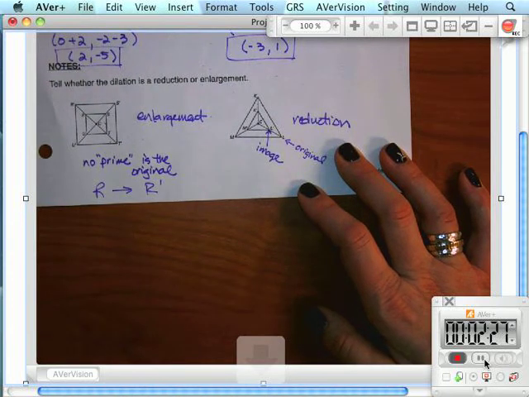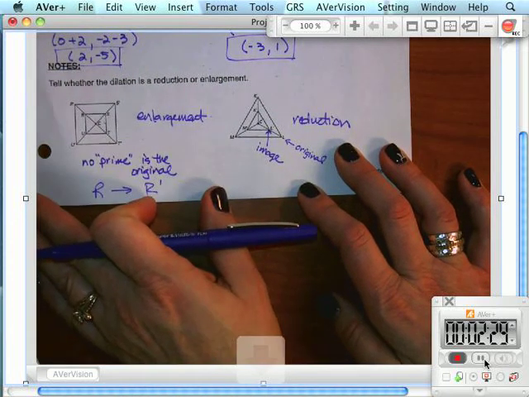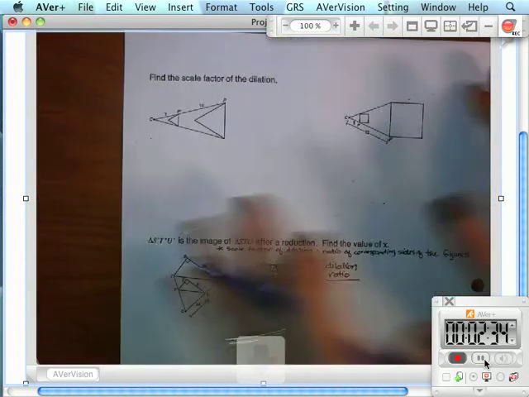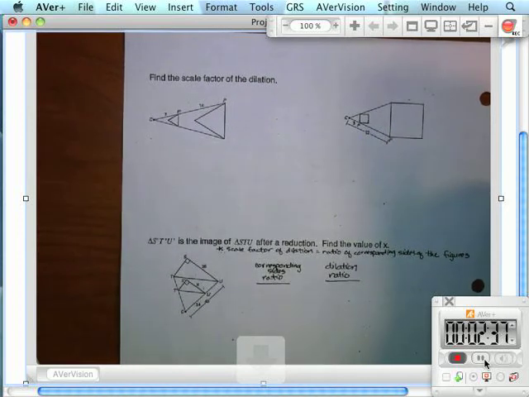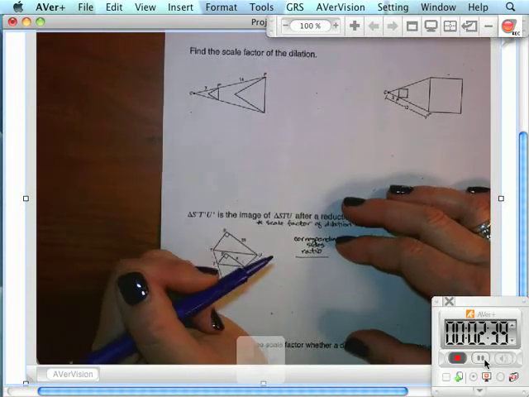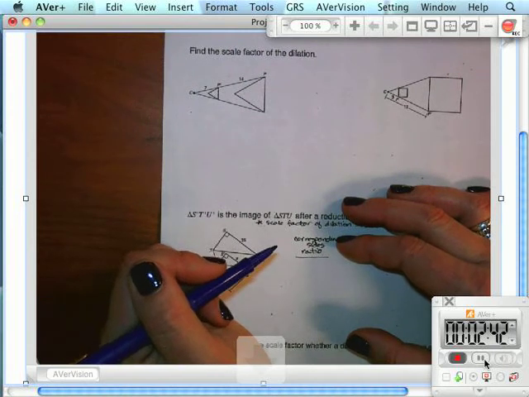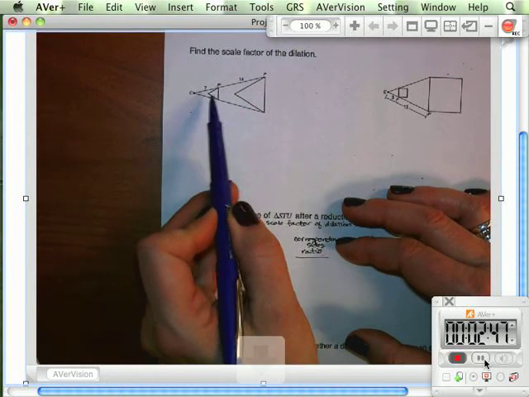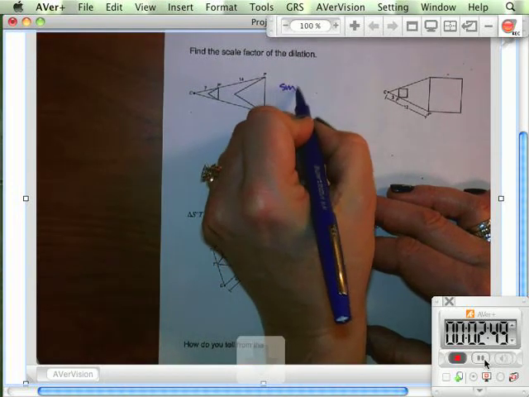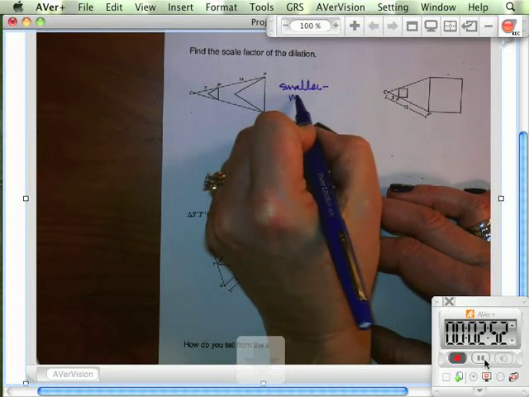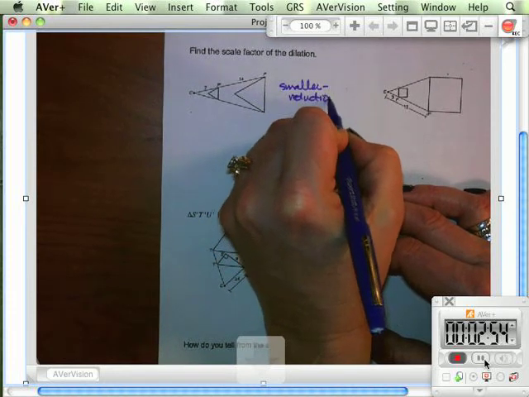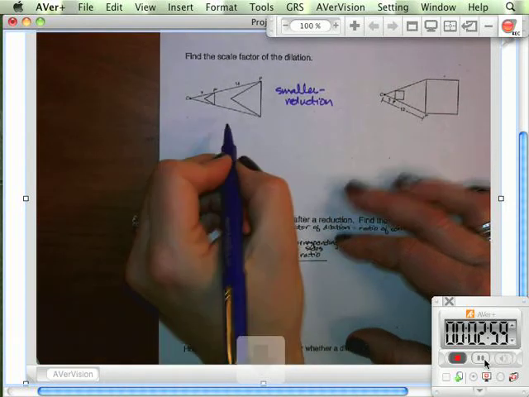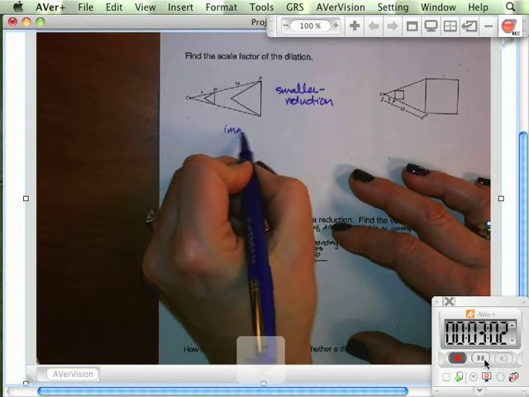Okay. Ready? Okay, turn it over. Find the scale factor of the dilation. All right. So if it goes from bigger to smaller, which it did here, this was a reduction. So I'm going to make a note to myself that this got smaller. It's a reduction. When that happens, the scale factor has to be less than 1. So you have to take the image and divide it by the original.